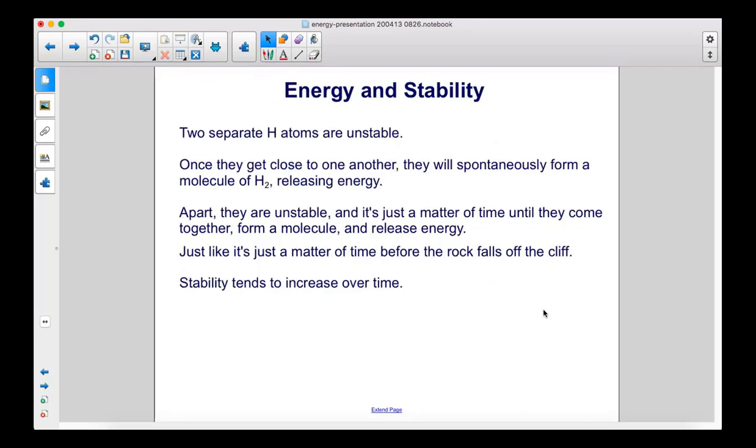Two separate hydrogen atoms are unstable. Once they get close to one another, they will spontaneously form a molecule of H2, releasing energy. Apart, they are unstable, and it's just a matter of time until they come together, form a molecule, and release energy. Just like it's just a matter of time before the rock falls off the cliff. Stability tends to increase over time.